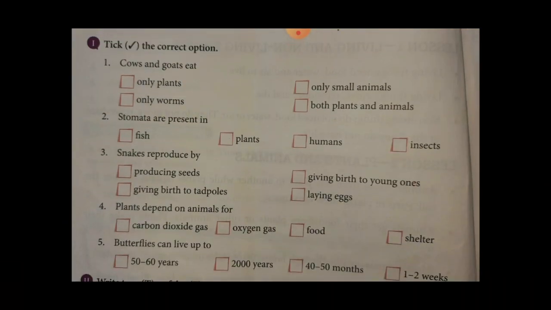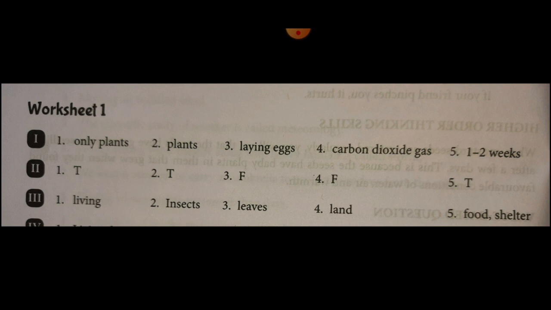Third one, snakes reproduce by producing seed, giving birth to tadpole, giving birth to young ones, laying eggs. The answer is laying eggs. Last option. Fourth question, plants depend on animals for carbon dioxide gas, oxygen gas, food and shelter. Answer, look, fourth answer, carbon dioxide gas.